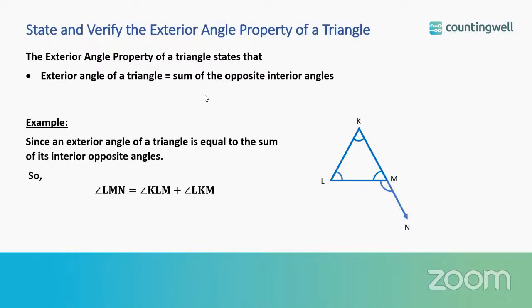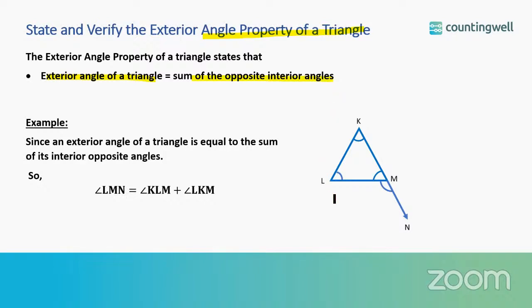Now let us see exterior angle property of a triangle. In the previous concept, we saw how to find unknown angle using angle sum property. So angle sum property is totally different from the exterior angle property of a triangle. It states that the exterior angle of a triangle is equal to sum of the opposite interior angles.